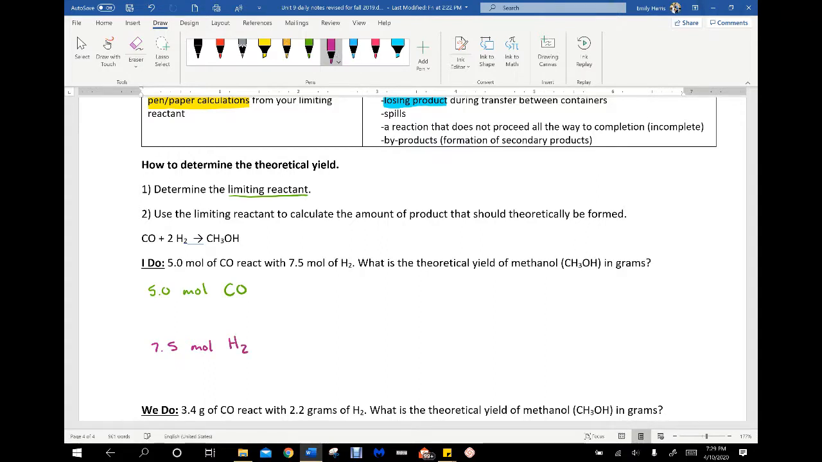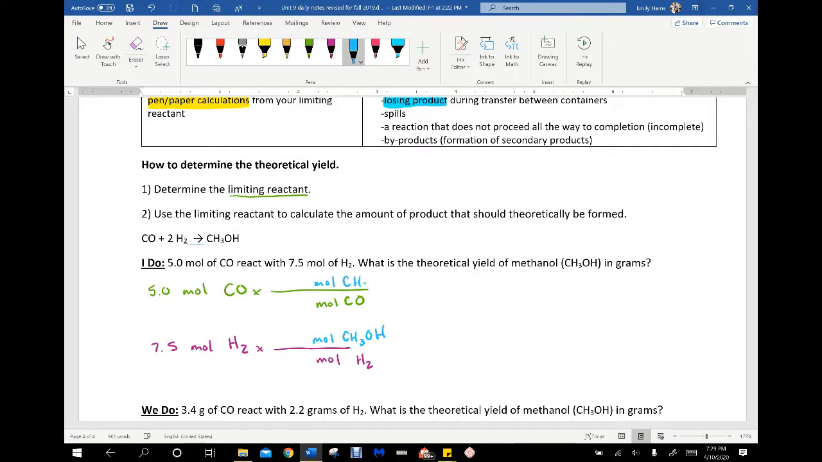First step, we need to figure out which one of these is going to limit the amount of product that we form. Just like before, we're going to find the limiting reactant by answering the question, which reactant gets me the least moles of product? Here I only have one product, which makes it easy. I'll be comparing both reactants to CH3OH, that's methanol.